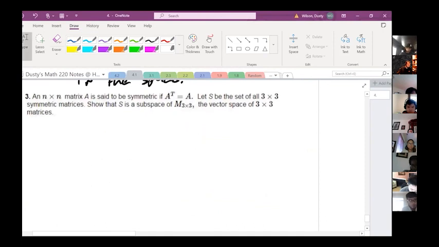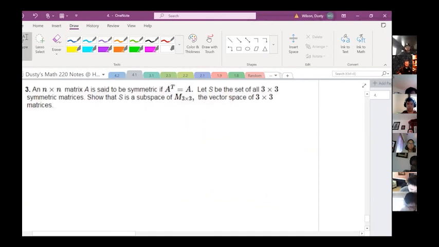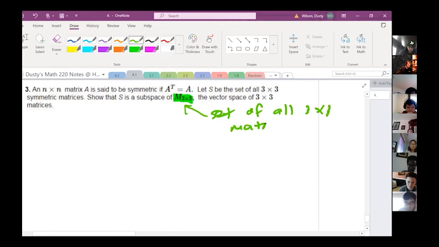And then in question number 3, there is no question 2, by the way. It says an n by n matrix A is said to be symmetric, that is, the transpose equals the original matrix. That's what it means to be symmetric. So if we let S be the set of all 3 by 3 symmetric matrices, we want to show that S is a subspace of M3 by 3. This M3 by 3 would be the set of all 3 by 3 matrices.